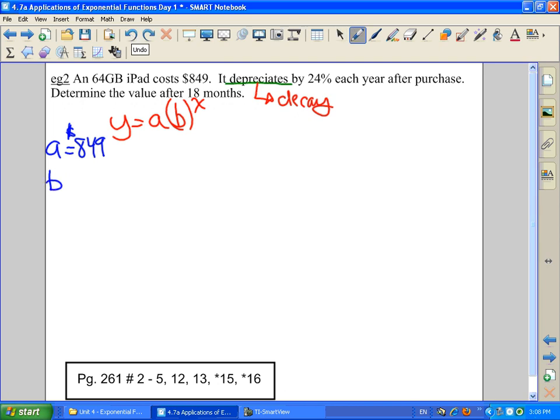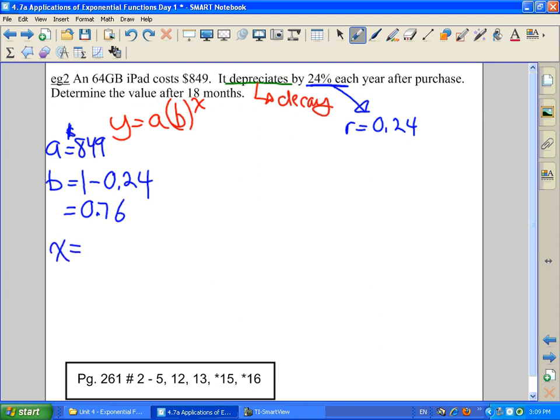So b equals, now we have to take a look here. This 24%, which really is 0.24, does that represent the rate or the growth factor? That's actually the rate. So in order to get the base or the factor, you have to say, hey, how far is that off of 1? Okay, so it's going to be 1 subtract that rate, because it's a decay, which is going to be 0.76. And x is our time factor.